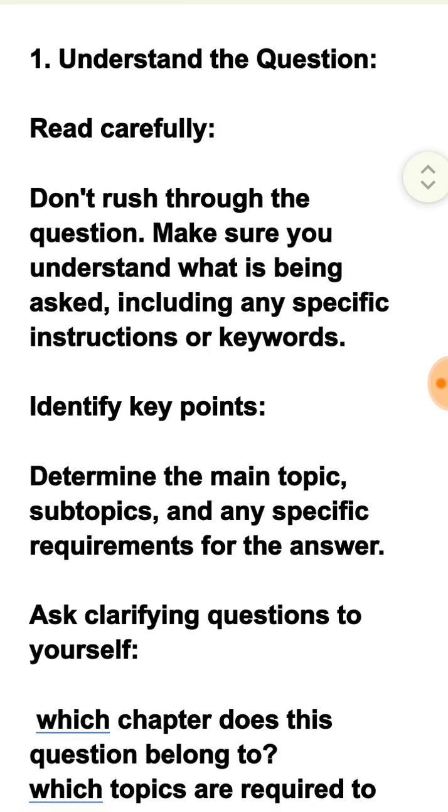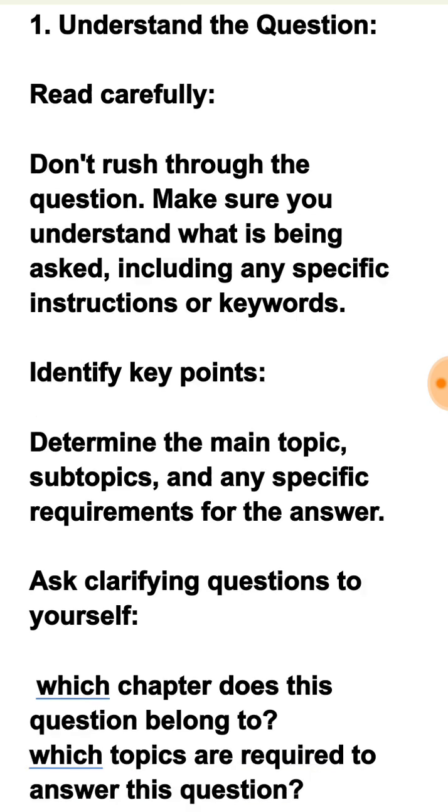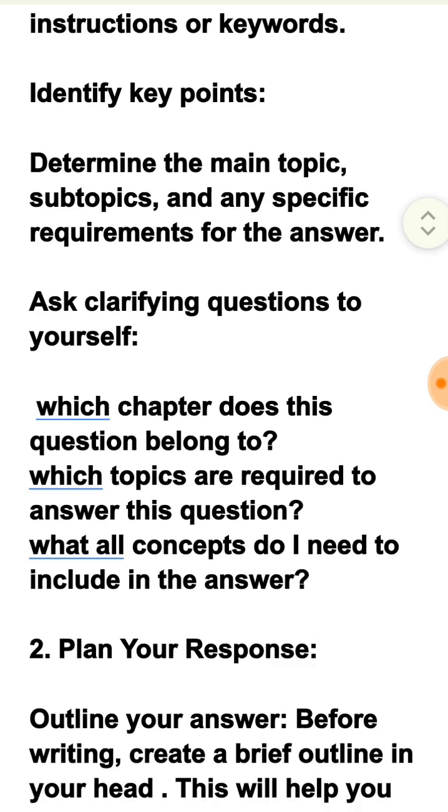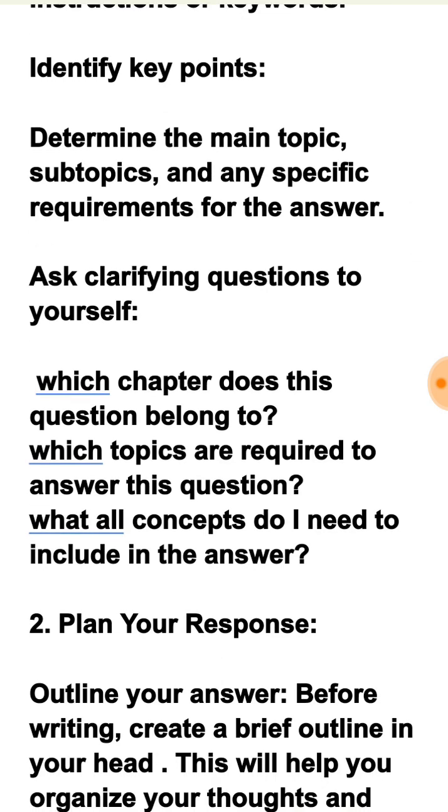The first point I would like to discuss with you is understanding the question. My dear students, please read the question carefully. Don't rush through it. Make sure you understand what is being asked, including any specific instructions or keywords. The second point is to identify the key points. Determine the main topic, subtopic, and any specific requirements for the answer.